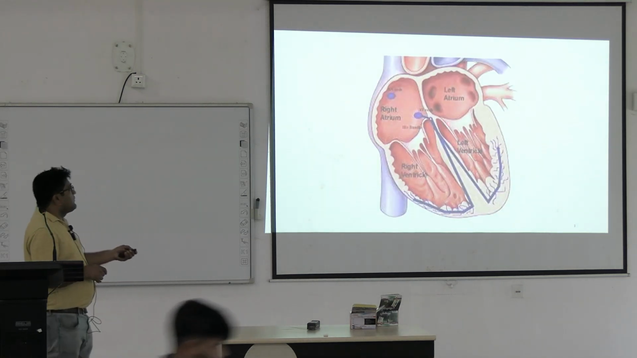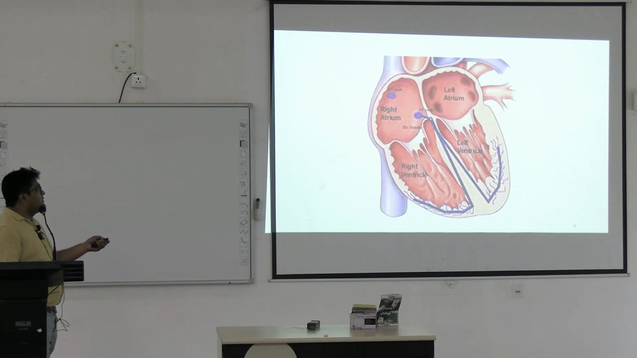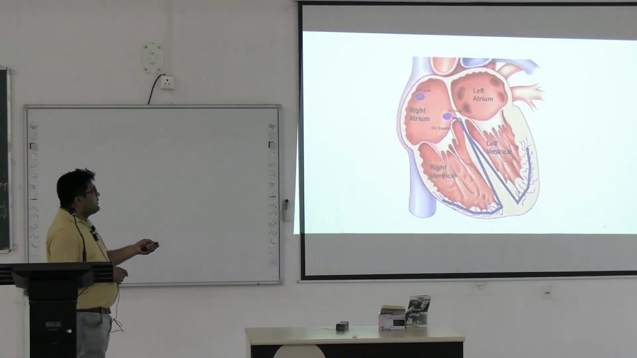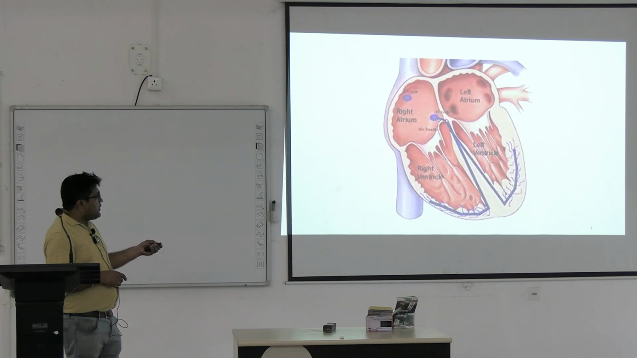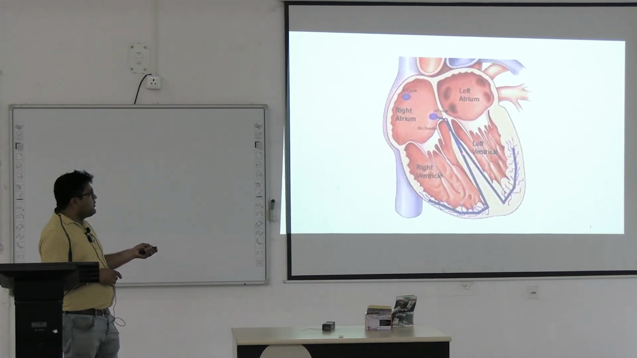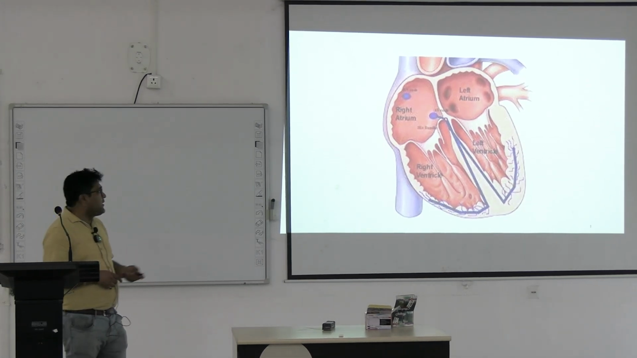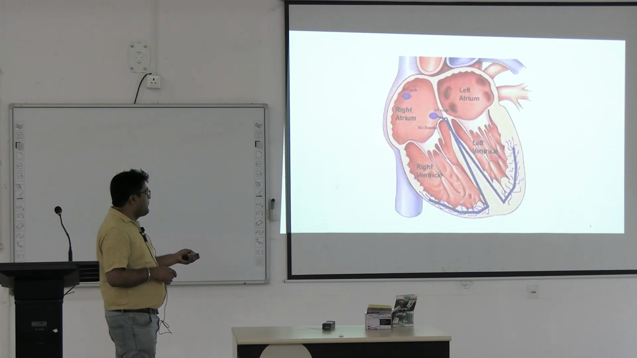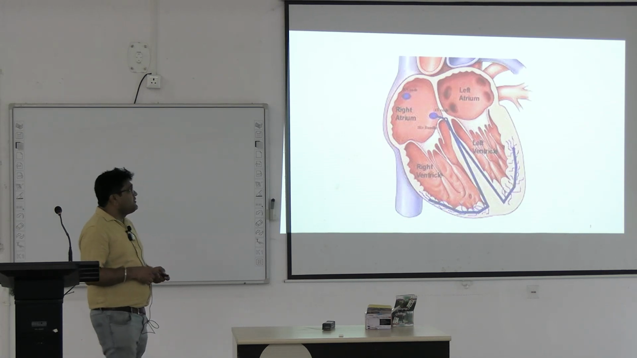Now, this is a diagram of the heart. There is the SA node in the right atrium, this is the AV node, this is the bundle of His dividing into the right and left bundle branches and later going to the Purkinje fibers.